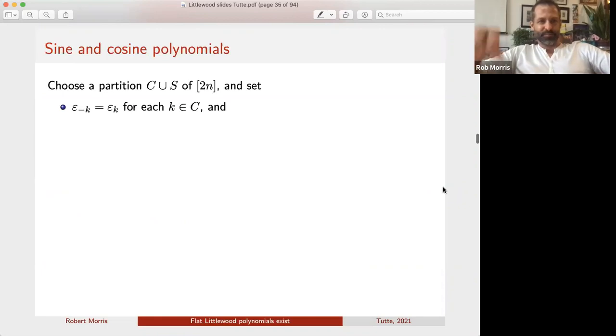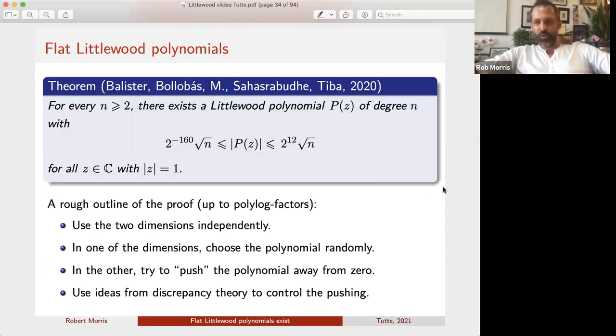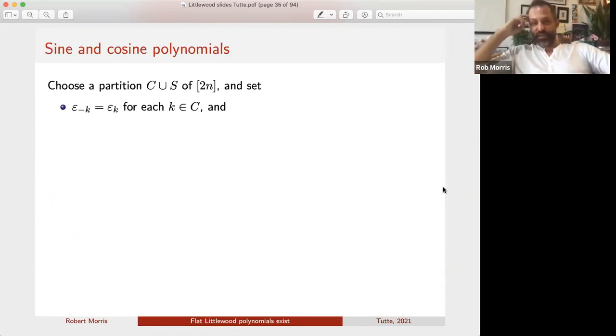Okay, so what's this first step? We need to use the two dimensions independently. So let's first break up a polynomial into a real polynomial and an imaginary polynomial. That's not too difficult. So we're going to partition 2n into two sets C and S. And we're going to only consider polynomials where epsilon k is equal to epsilon minus k if you're in C, the same sign, and they have the opposite sign if you're in S. So this may look weird because there's no minuses yet.